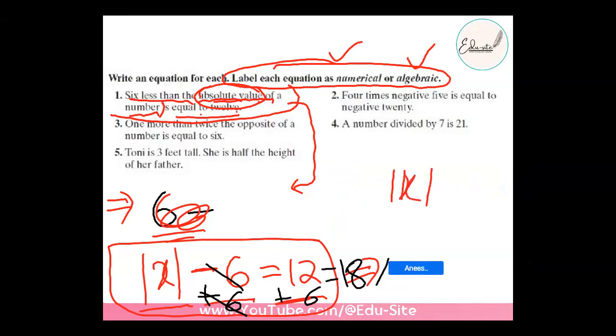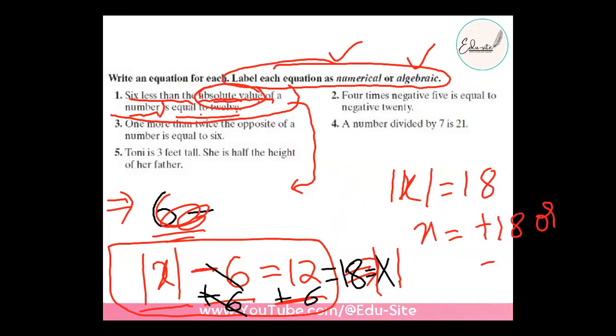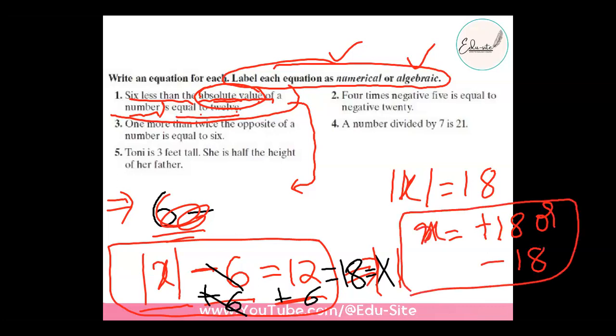Mod x is 18. So what is the actual value of x, beta? x is equal to plus 18 or minus 18. Yes, why is it so? Mod x is 18. What did it tell you? Absolute value is nothing but you have two answers to it, not a single answer, correct?